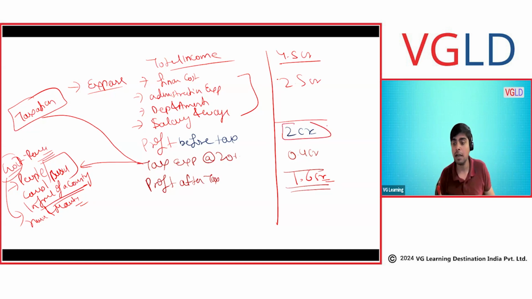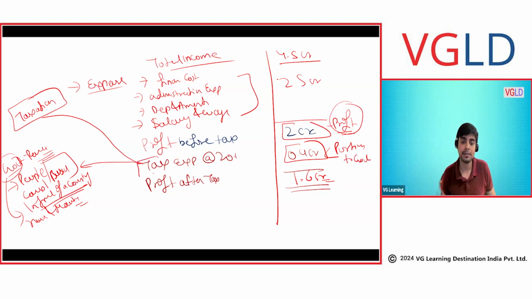So whenever you earn a profit, you need to pay a portion to the government, and this is called tax. Clear? And now this money, that is profit after tax, belongs to the owners or shareholders.